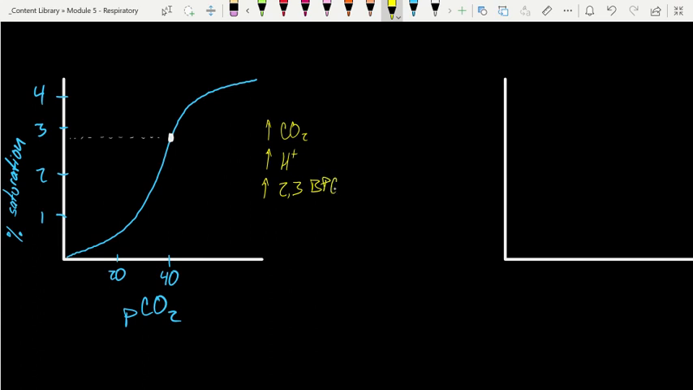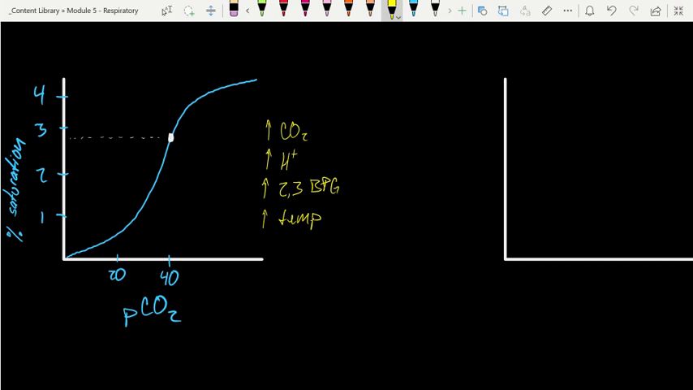2,3-BPG, bisphosphoglycerate. If you recall from glycolysis, the first redox step is the transition from glyceraldehyde 3-phosphate to 1,3-bisphosphoglycerate, and this is just a cousin of 1,3-bisphosphoglycerate, a little isomer that actually serves this purpose of monitoring the amount of glycolysis occurring. And then the last thing, of course, we all know this from experience, increased metabolism means increased temperature. So these four things are associated with increased metabolic rates.